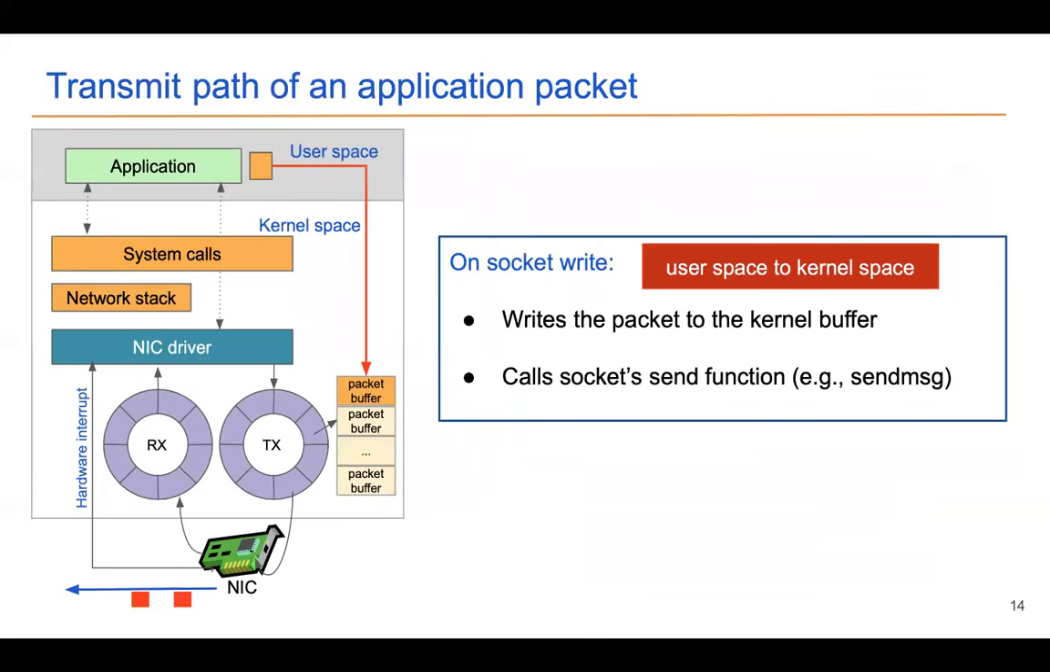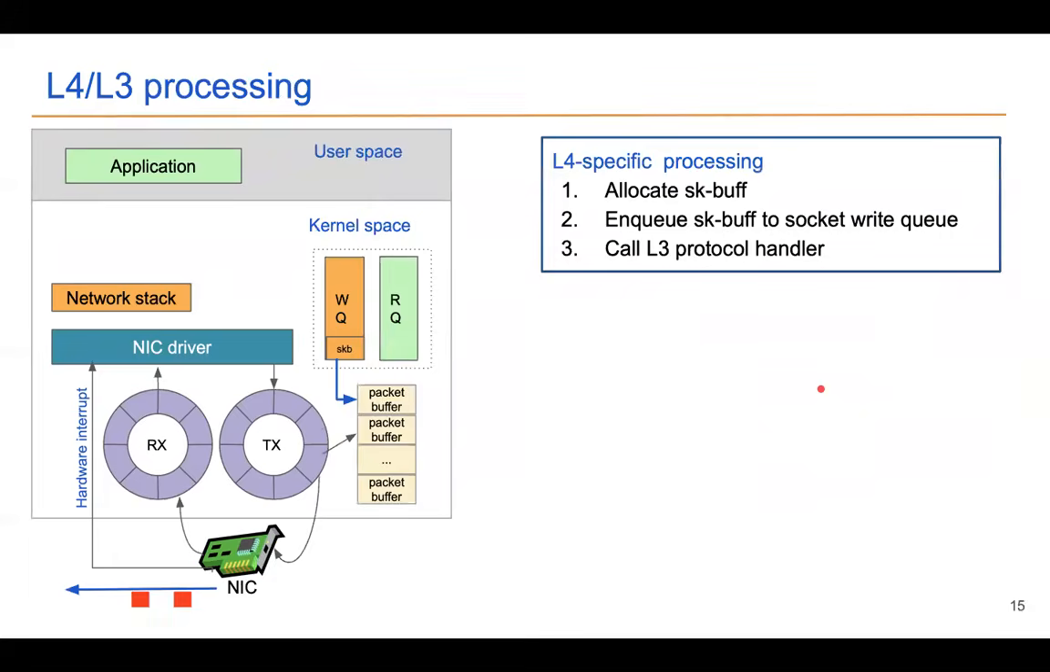Next, let us look at the transmit path of an application packet. The application that wants to send a packet has to copy the packet into the kernel packet buffer. This is done using the socket write system call, leading to one more context switch. The socket's send function invokes TCP processing. TCP dynamically allocates skbuff structure for the packet and enqueues it to the socket write queue.